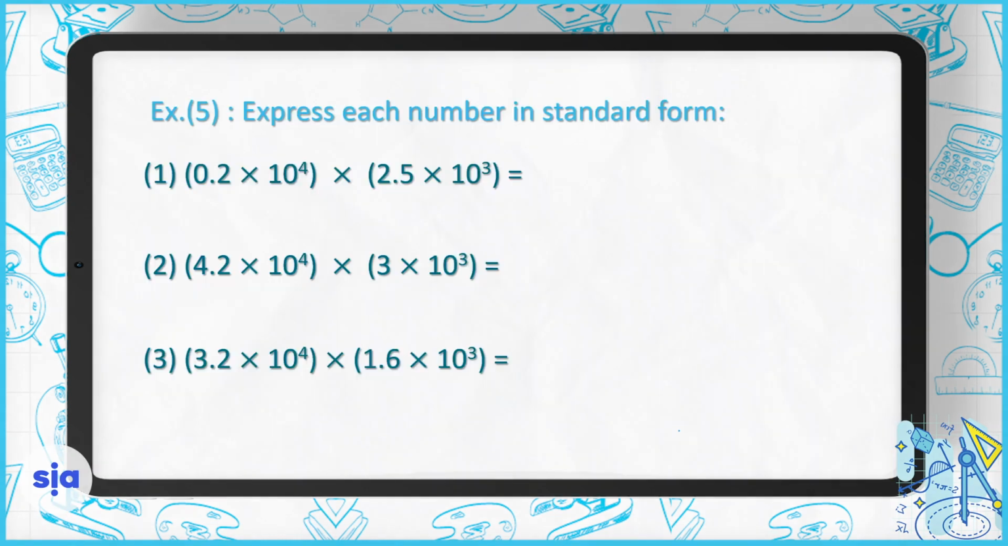Exercise number 5. How can we express each of the following in standard form? If we multiply 0.2 times 2.5, the result is 0.5, times 10 to the power of, here we add the powers, so 10 to the power of 7, which will be 5 and then 6 zeros.